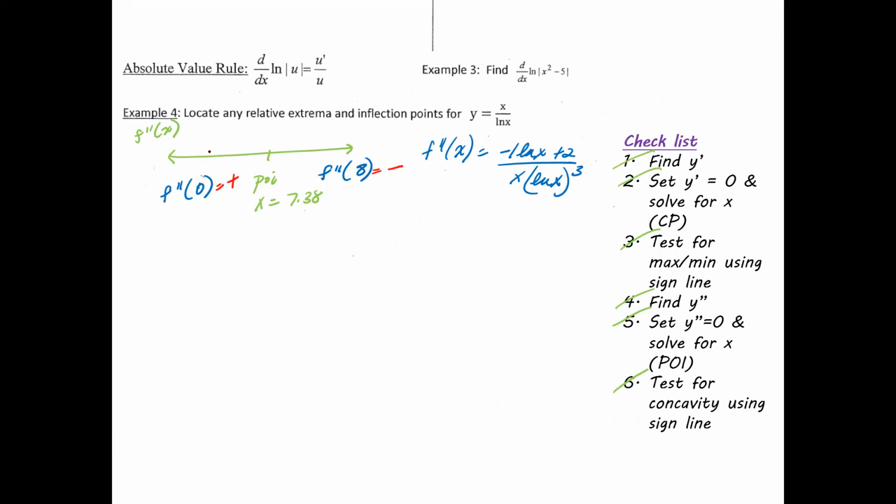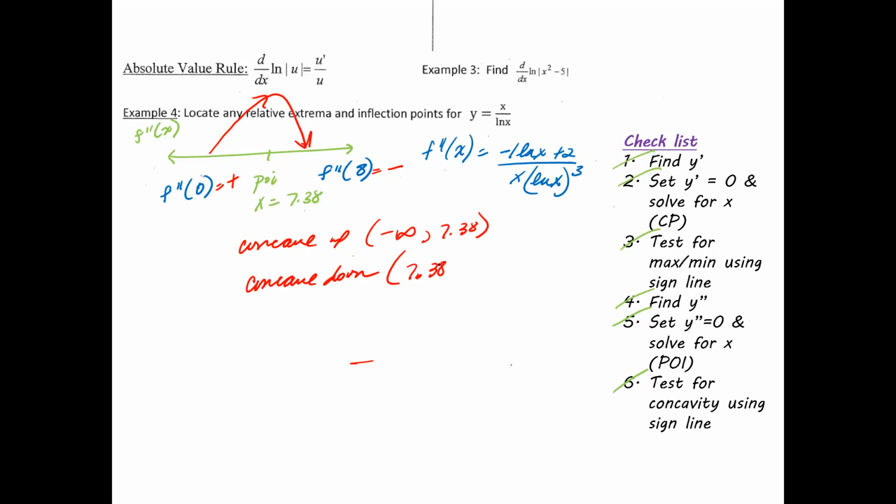And because it's going to be a positive followed by a negative, what that means is that you have a concave up on the left side of that point, so negative infinity up to 7.38. And there is a concave down from that point, 7.38 to positive infinity. And that concludes your answer for that.